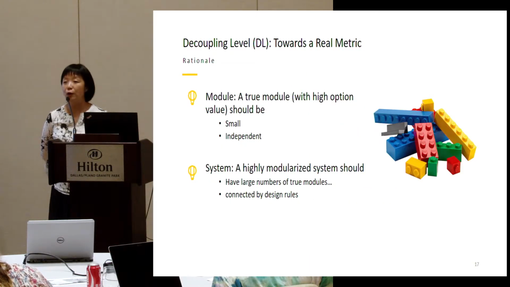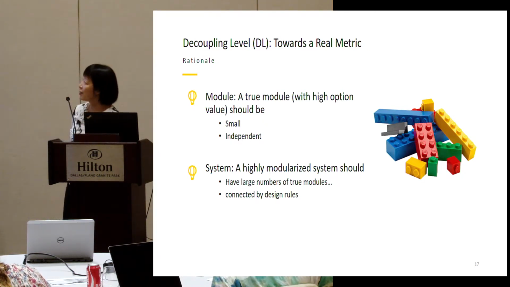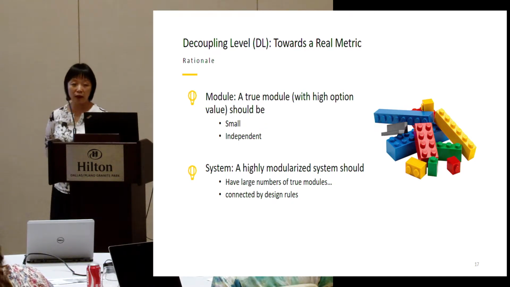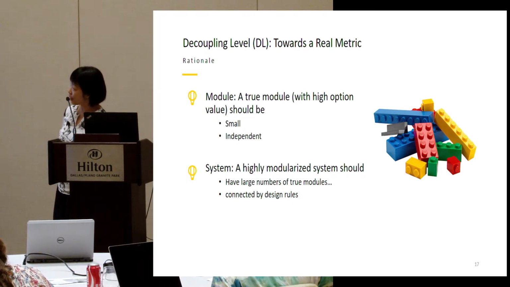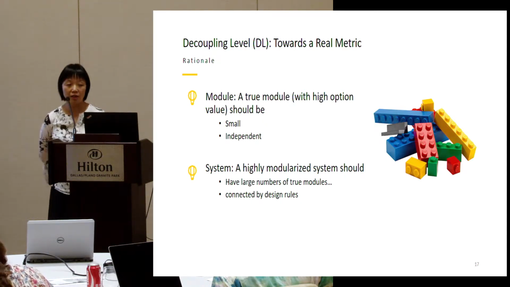And we do believe our decoupling level has these properties. We cannot say it's as precise as a bathroom scale, right? But it's pretty close. And the rationale of decoupling level is that, first, we consider a truly modularized system should be like a Lego system, right? Composed of many independent, replaceable modules: small, changeable, evolvable, and composable. They can be put together, right?